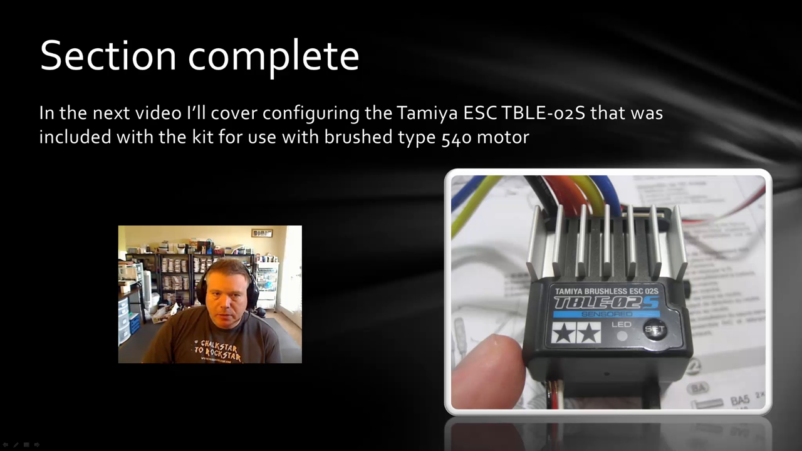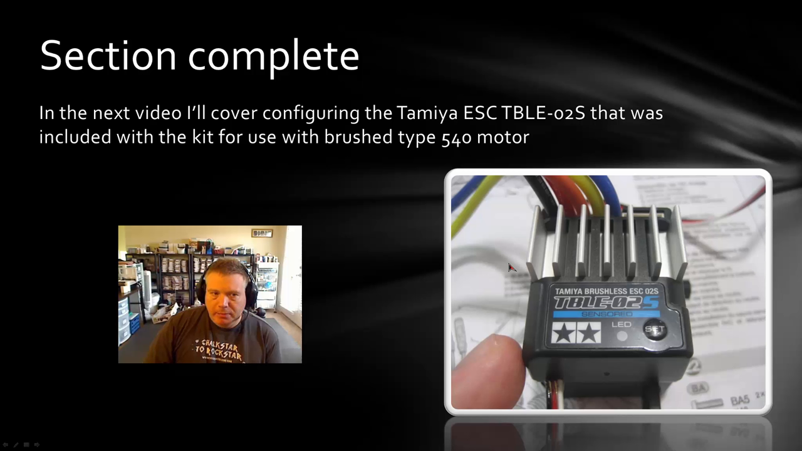The next section, we'll go ahead and try to configure this electronic speed control that came with my kit. From what I've read, it's a bit of a pain in the ass. The TBLE-02S is the model number of this electronic speed control.